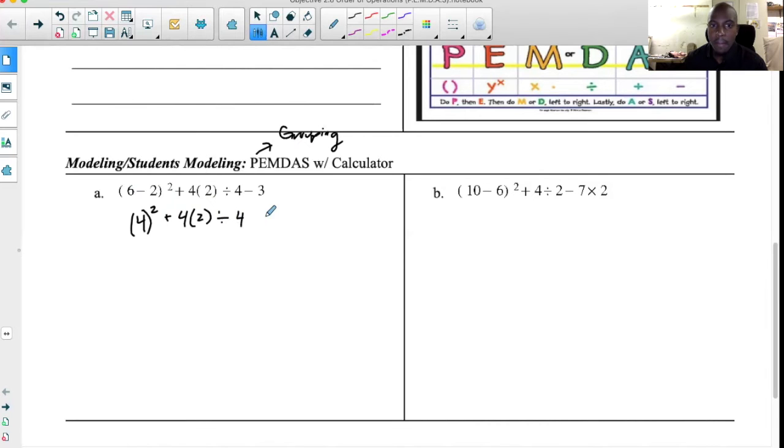Divided by 4 minus 3. Okay? Now that I took care of parentheses, the next thing I need to do is see, is there any exponents here? And there are exponents. 4 to the second power. What is 4 to the second power?